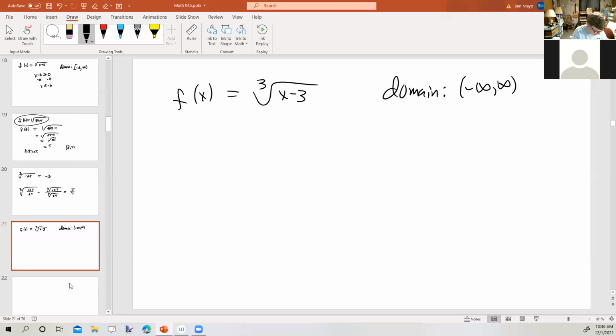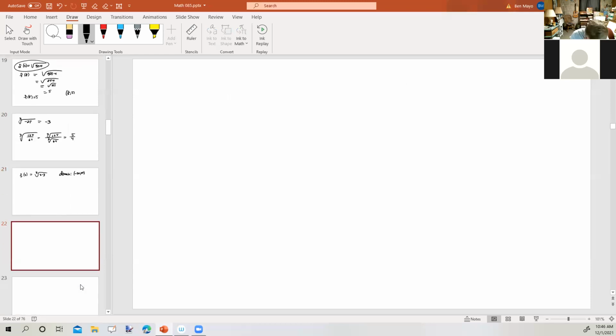Rational exponents. 9.2. Basically, if we have the nth root of x, that's equal to x to the 1 over n power. The index is the denominator of the exponent. Okay. Let's see here.